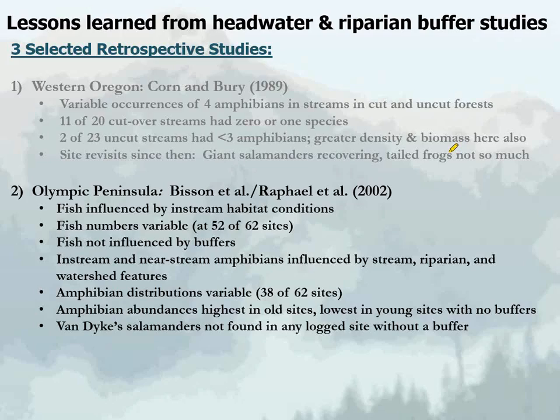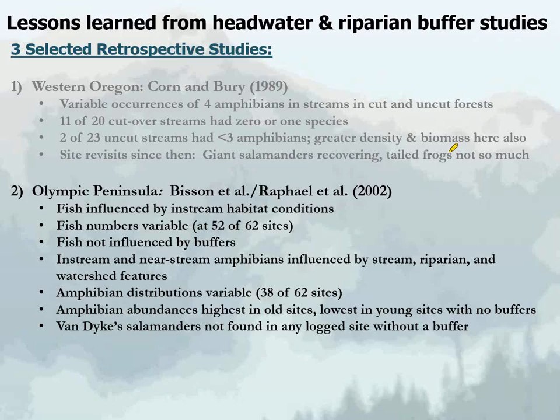The numbers of animals really change depending on where you are. They did not find that the fish were influenced by buffers. So retrospectively, if there were buffers out there on the landscape or not, the fish did not seem to be influenced by that. But the amphibians were influenced by those watershed conditions, the riparian conditions, and the in-stream conditions.